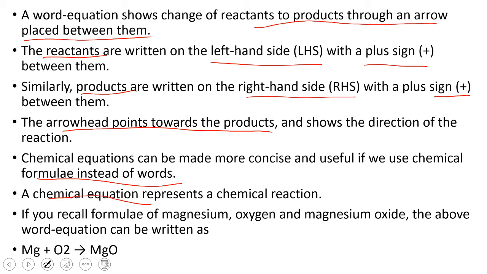Right. If you recall the formulas of magnesium, oxygen and magnesium oxide, last year in 9th class you studied how to write the chemical formula of a substance by using the crisscross method. Actually, the correct word for magnesium is symbol, not formula. Magnesium doesn't have a formula, it's just a symbol. For atoms, we have symbols. For molecules, we have formulas. So the magnesium and oxygen symbols and the magnesium oxide formula, if you remember, will be like this.